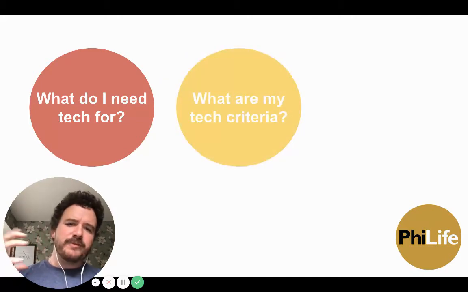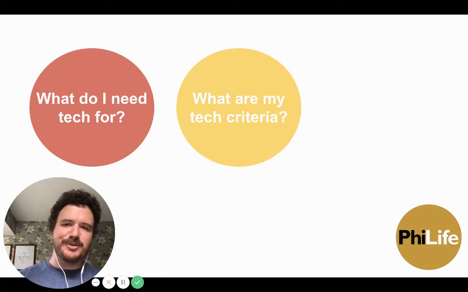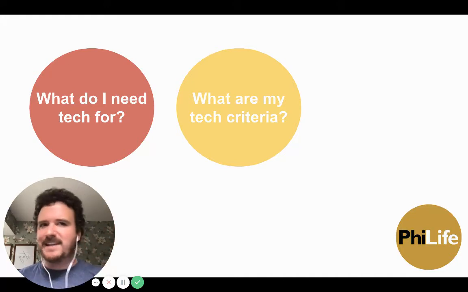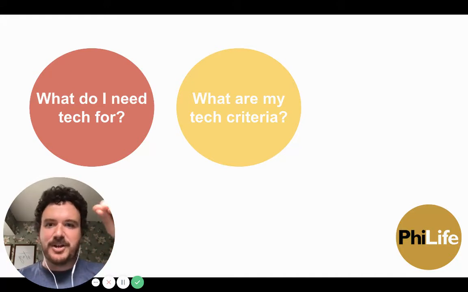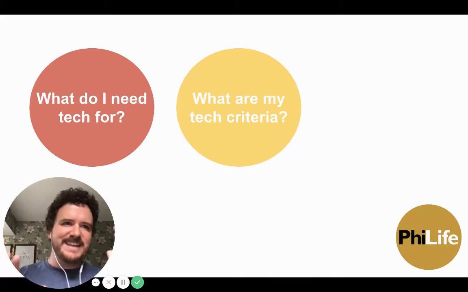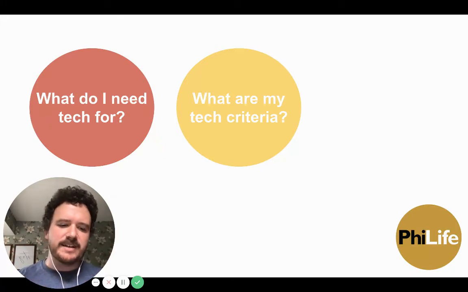Secondly, reflecting a bit on your tech criteria. Do you really value user friendliness, or is there a certain functionality that you absolutely need? I need my students to be able to make comments on each other's papers. Or is it something else? Is it just ease of interaction between instructor and student? What are your tech criteria?